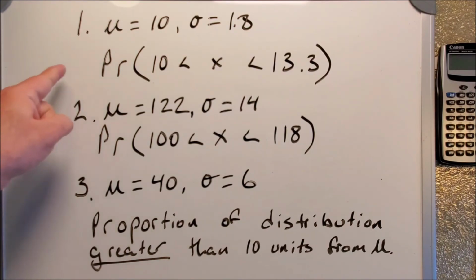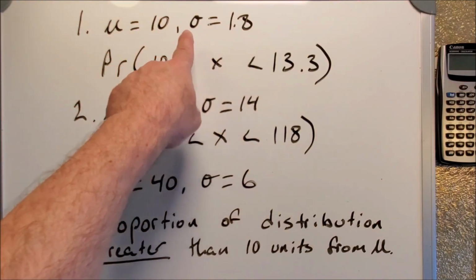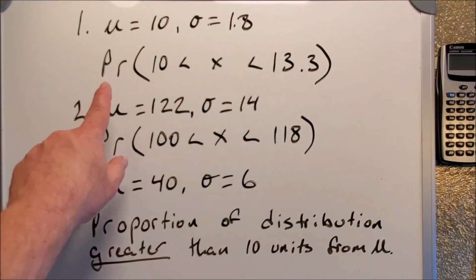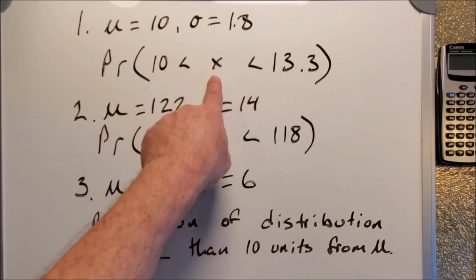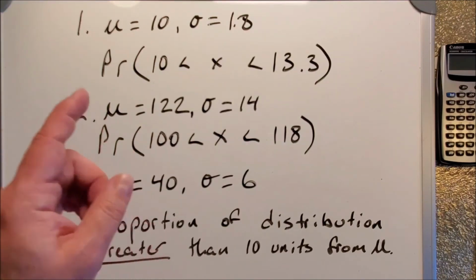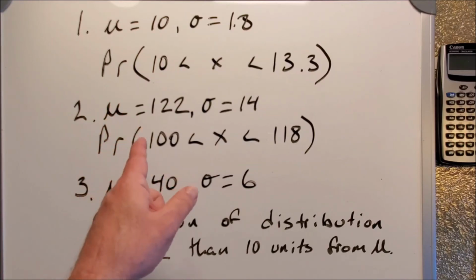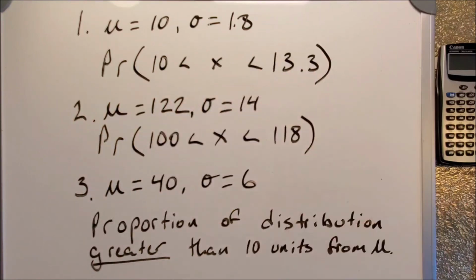Here's the first problem. Let's propose a distribution with a mean of 10 and a standard deviation of 1.8, and I want you to give me the proportion of that distribution that would be found between 10 and 13.3. You could equally read it this way: what is the probability of a randomly selected value from this population having a score between 10 and 13.3? It's really the same question. As long as the distribution is normally distributed, we can phrase the question either way.